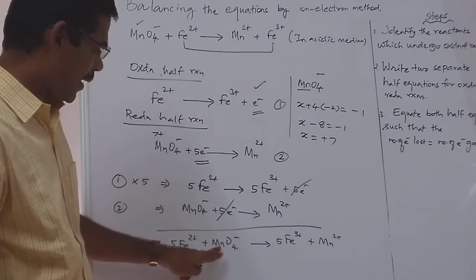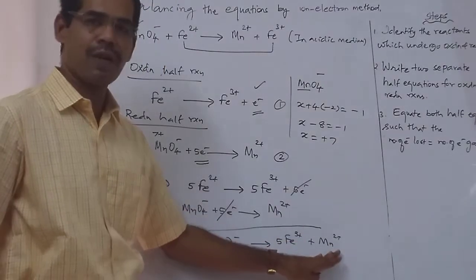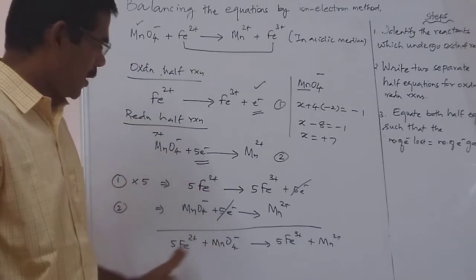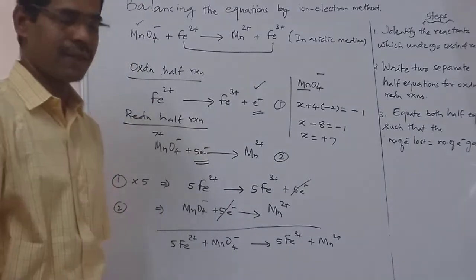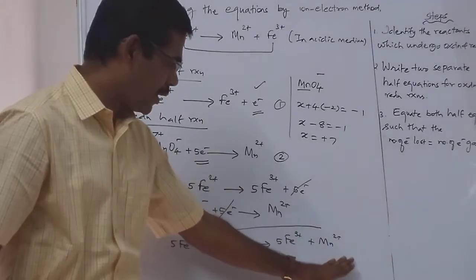Again, if you observe manganese, on the left hand side we have only one manganese, and in the right hand side again we have only one manganese. So the number of Fe and the number of Mn have become equal on both sides. But the only thing is that oxygen is not balanced. You can see in the left hand side we have 4 oxygen atoms, whereas in the right hand side we have no oxygen atom.